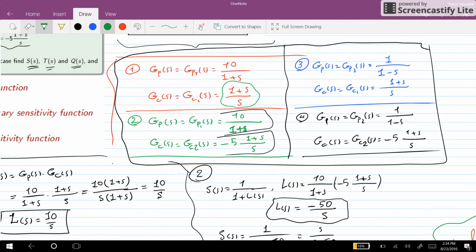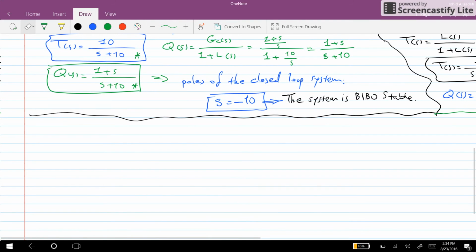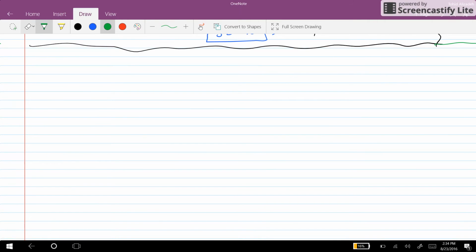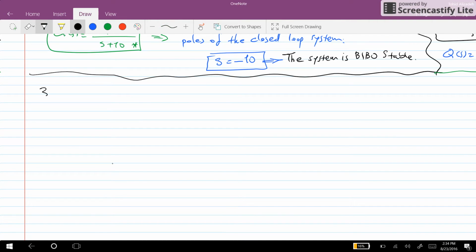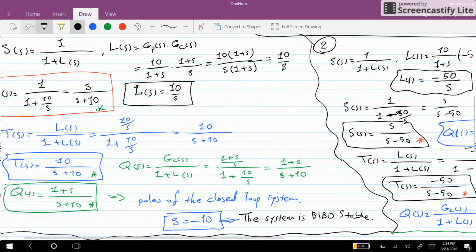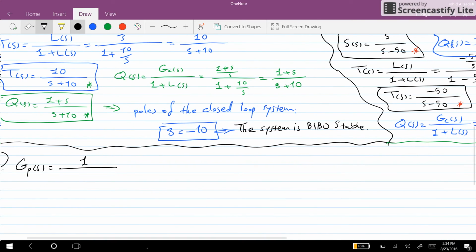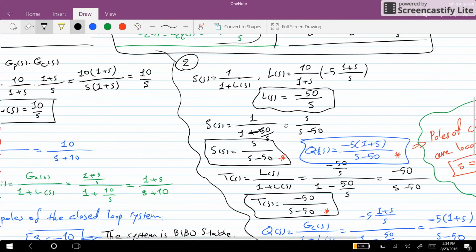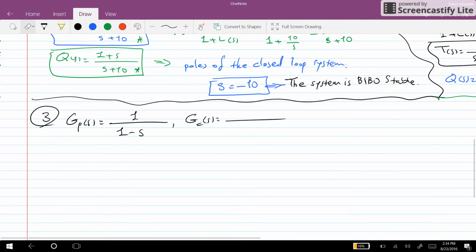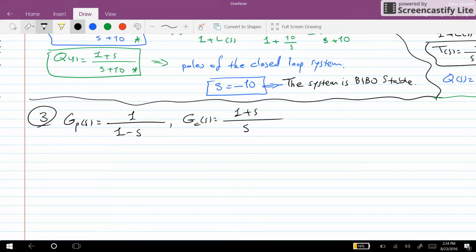In case number 3, we have GP equal to 1 over 1 minus S, in which we have an unstable system, and the controller is 1 plus S over S. So I will write it again here. For case number 3, GP is given as 1 over 1 minus S, and GC is provided as 1 plus S over S.